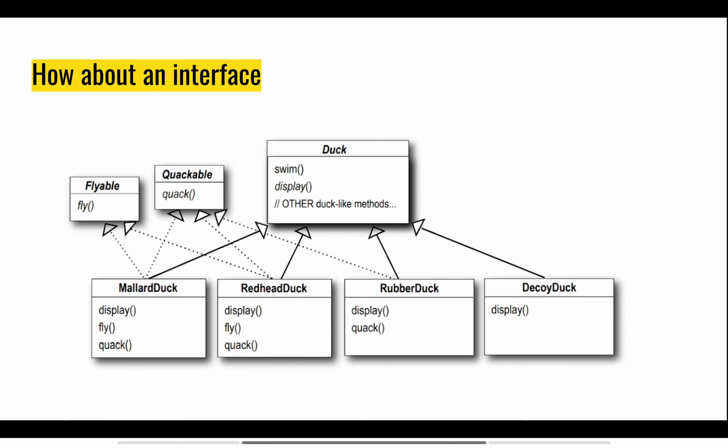He came up with an idea of extracting out the fly and quack behavior from the Duck class. So he created Flyable and Quackable interfaces with the fly and quack methods in them. Now the Duck class has only two methods, swim and display. The duck that should fly should implement the Flyable interface, and the duck that wants to quack should implement the Quackable interface. So with this he was able to handle the scenario.